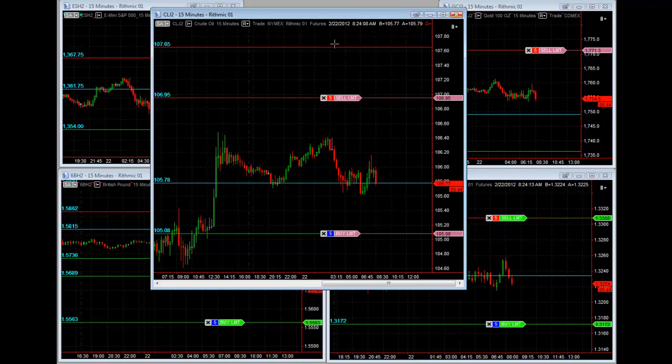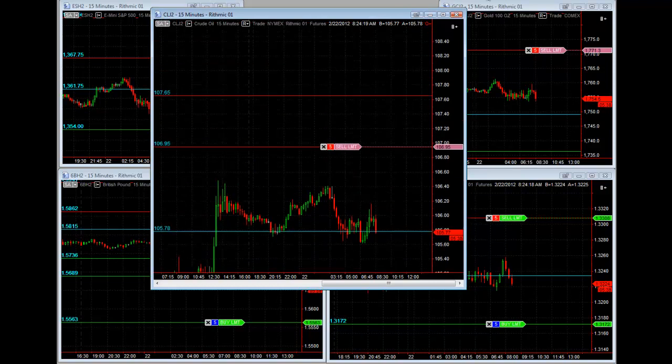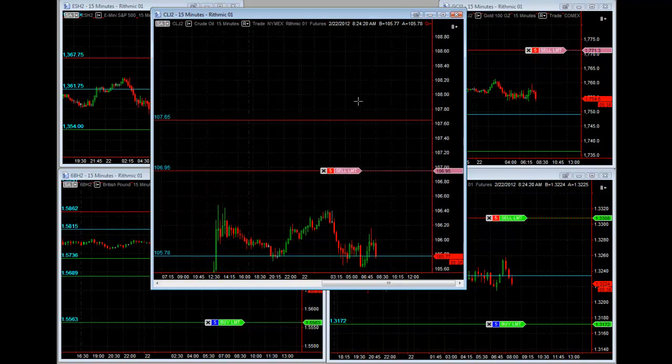I normally don't take it unless it trades up above the second resistance level for some time. I want to see at least a handful of bars up here before I treat the resistance as support. Okay.